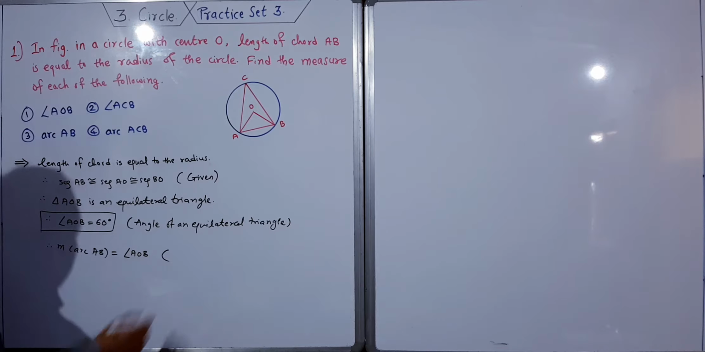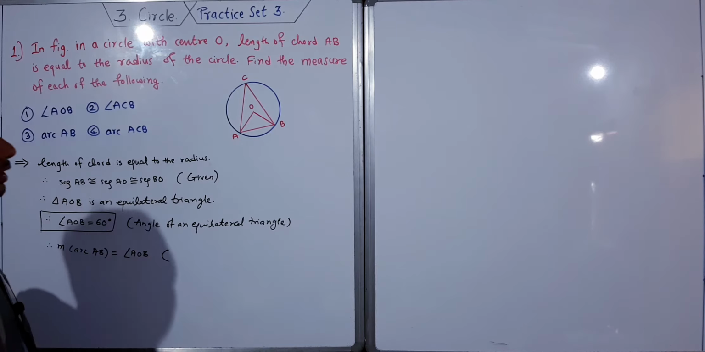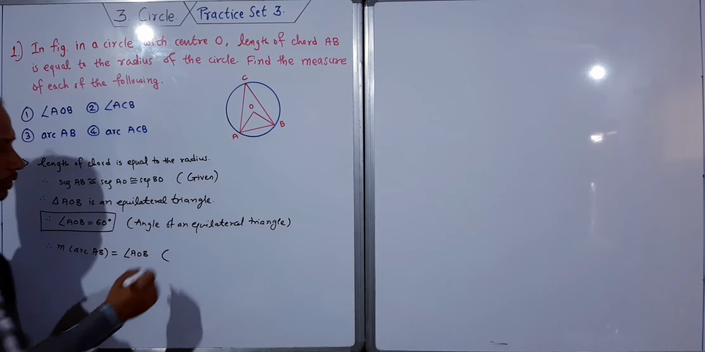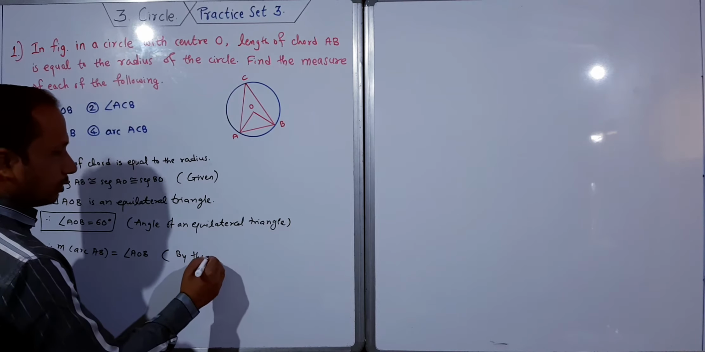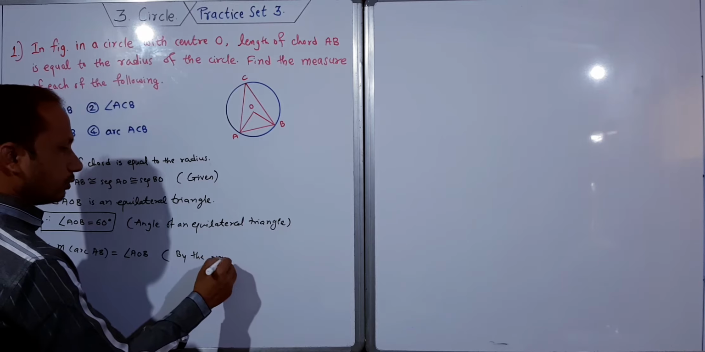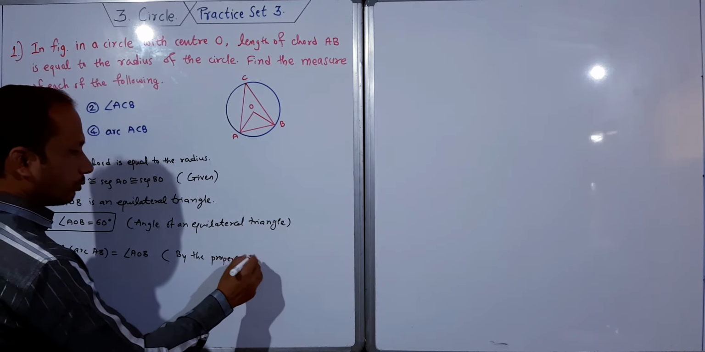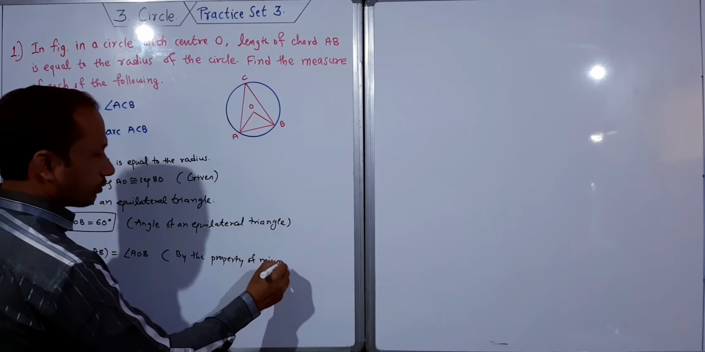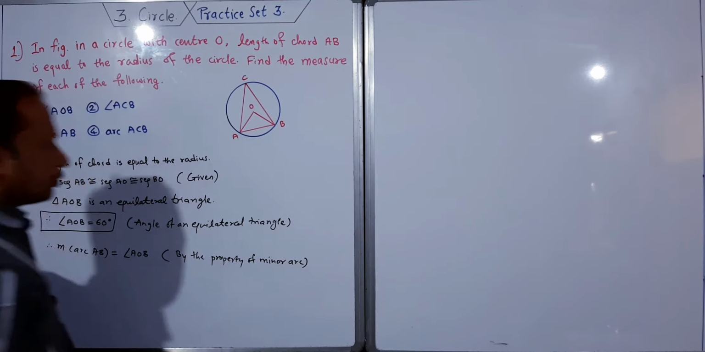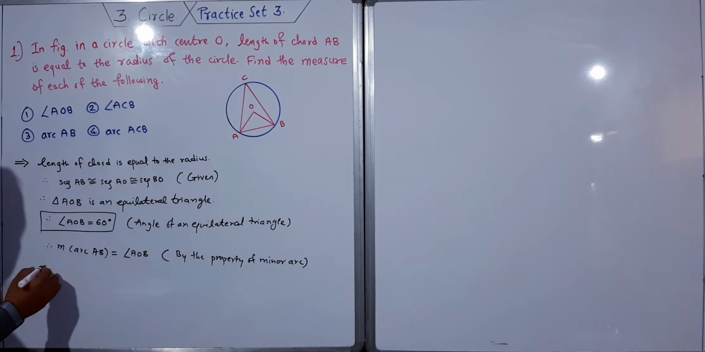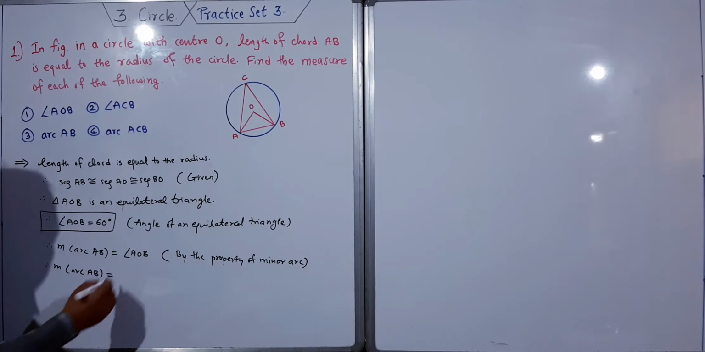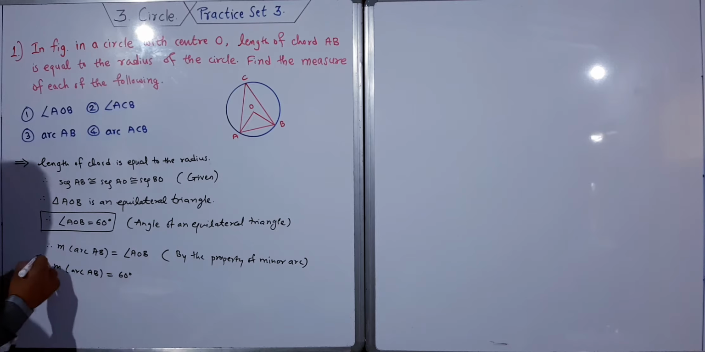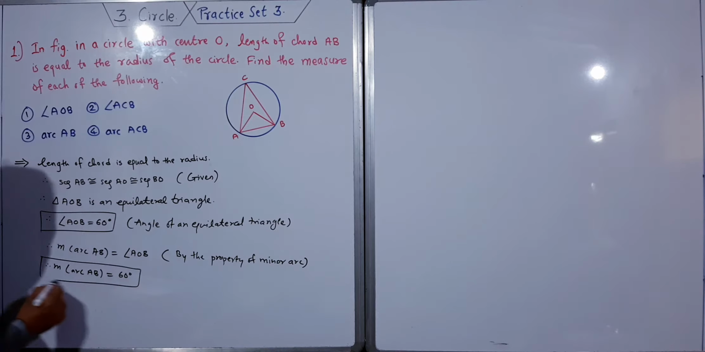You write this by the definition of minor arc. Therefore measure of arc AB is equal to 60 degrees. You got this: measure of arc AB is 60 degrees.